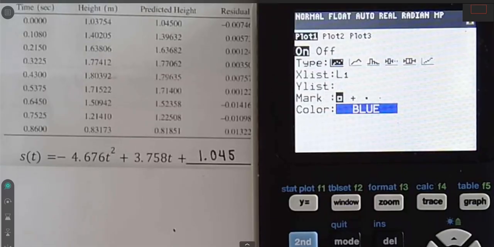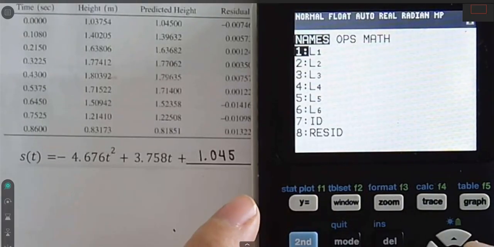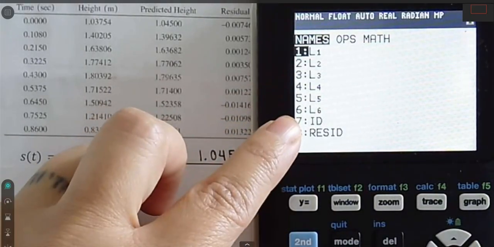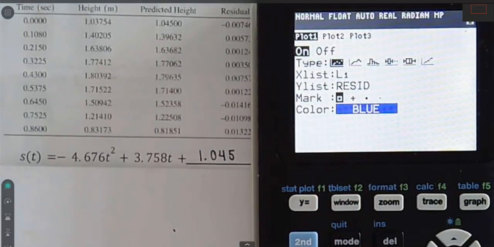Wait, I thought I had to change it to L2. Nope. So then you're going to hit second stat, and you want it to say residual. So for me, that's number 8. But residual will only appear if you've already calculated a regression model. Otherwise, it either won't appear or it will give you an error.